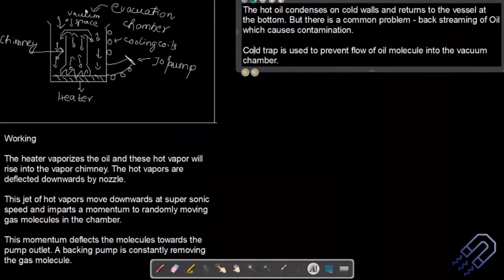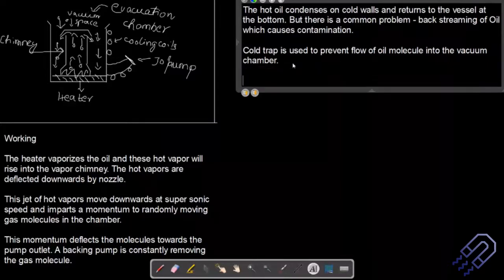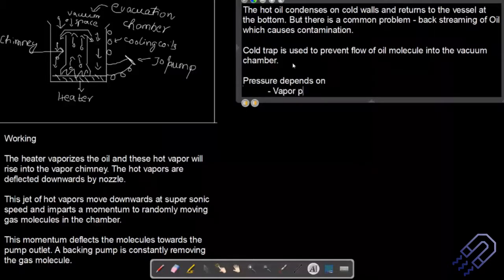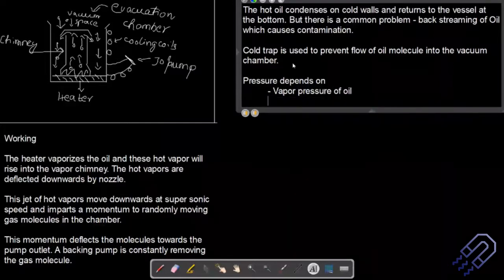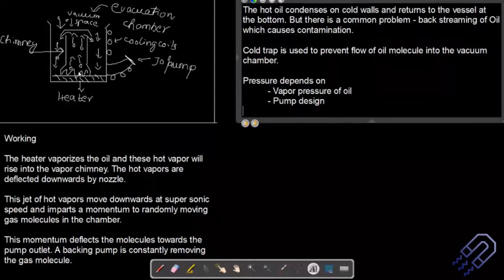So this pressure, the lowering of the pressure inside the vacuum chamber, will depend on certain factors. The first one might be the vapor pressure of oil. Oil plays a very important role, so that's why the vapor pressure is important. Of course, pump design. As I said, the design is important: which part is heated, and how the oil is flowing back into the region where the heating will again work. So it depends on the pump design, and based on this, the price of these kinds of vacuum pumps will also change.